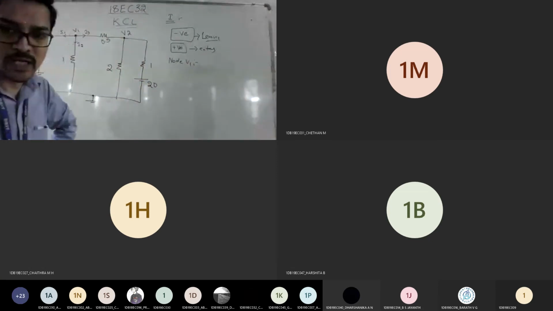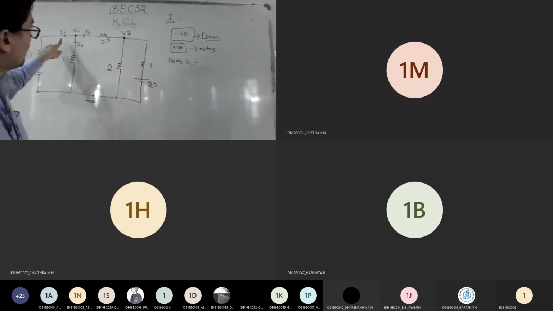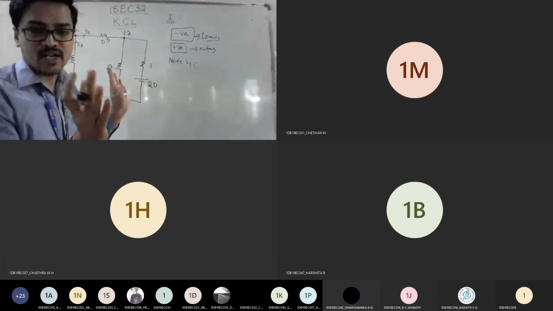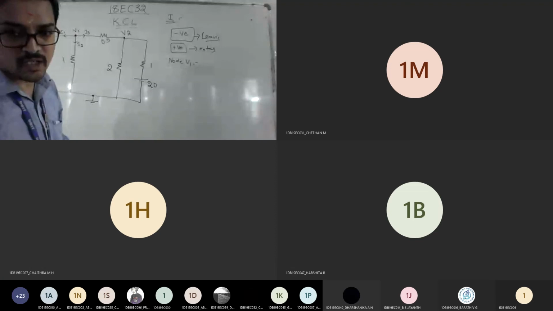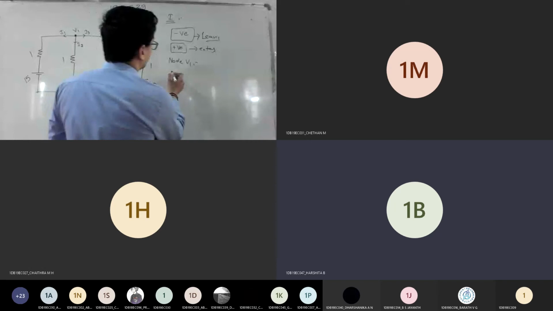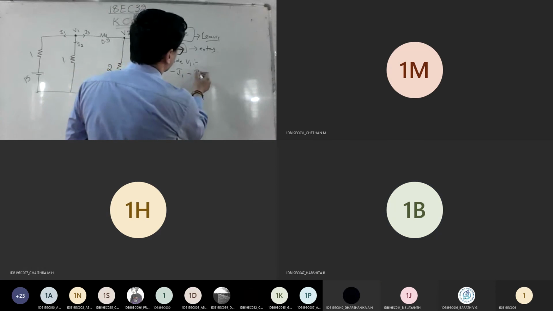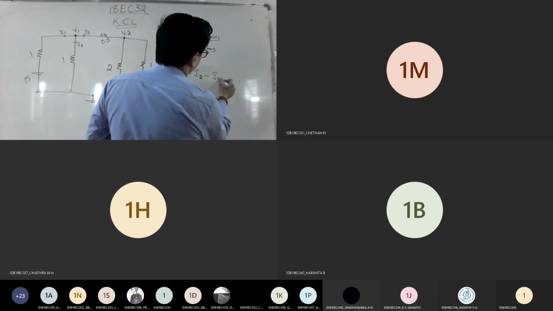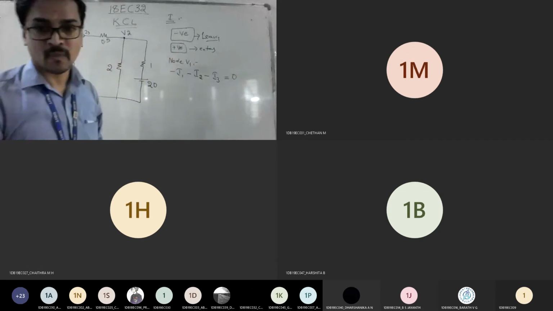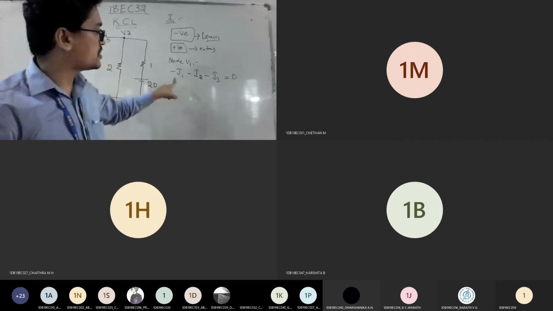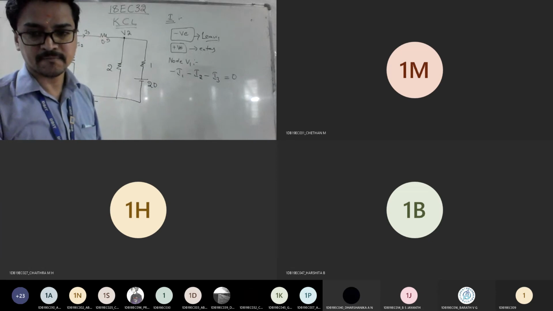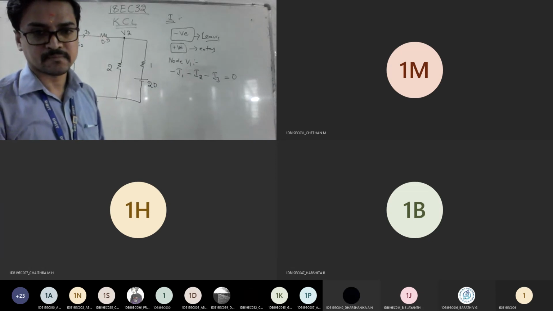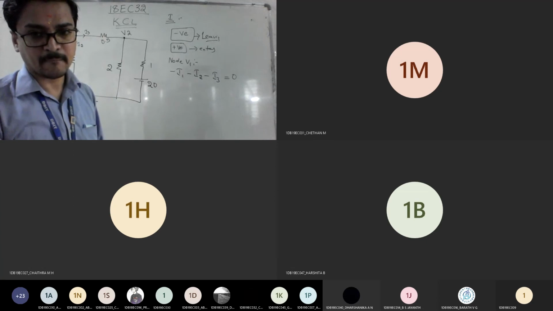So applying nodal analysis at node 1. What I have chosen? I1, I2, I3, all are leaving. So all are leaving means what? Negative. So can I write it as minus I1 minus I2 minus I3 equal to 0? Am I correct? All currents are leaving, so I have chosen I1, I2, I3 as minus. Am I done till here?